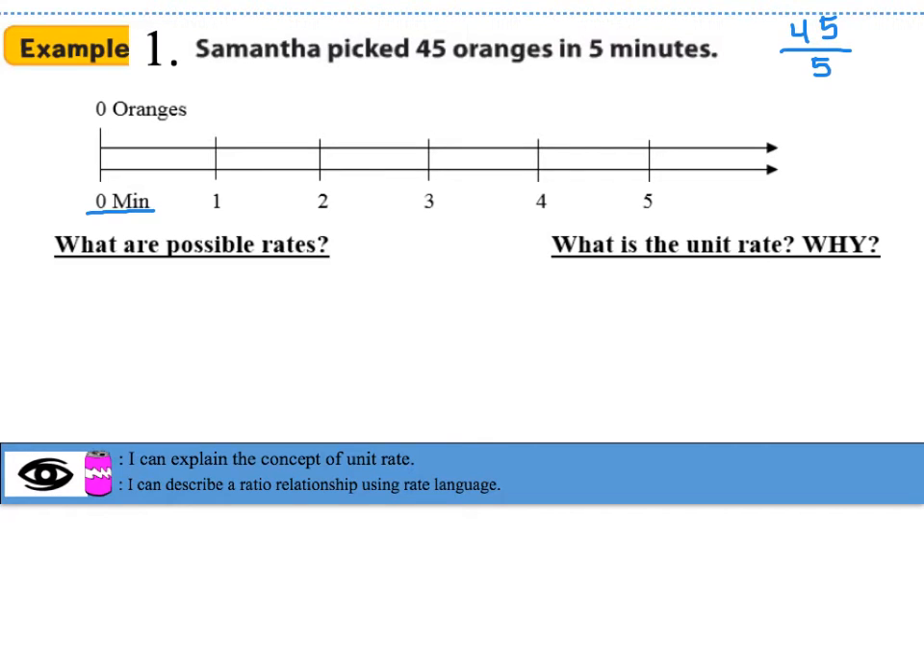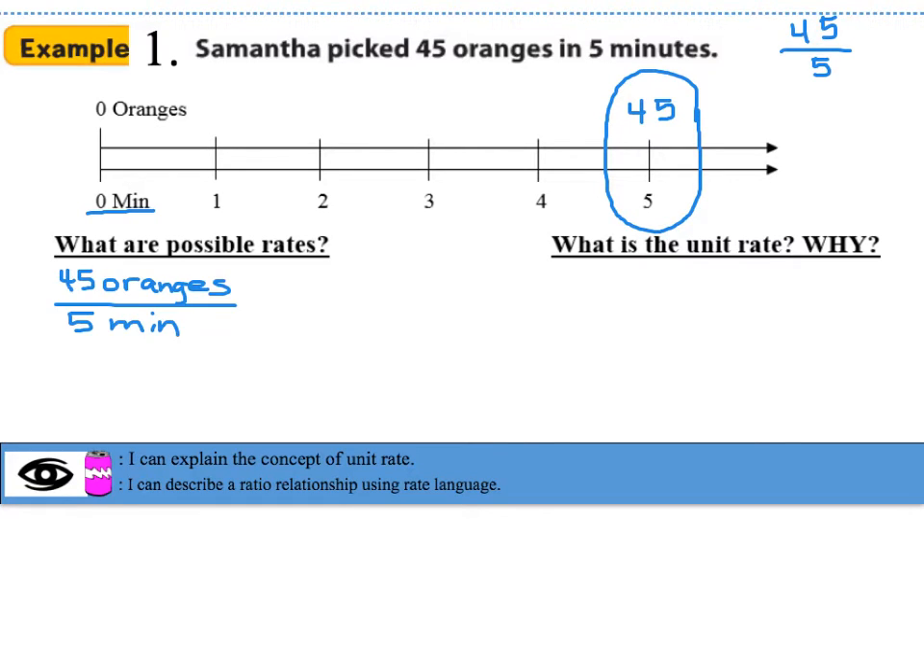Using my double number line, I'm going to place the 45 right above the 5-minute mark. If I look at it, I know that 45 oranges per 5 minutes is 1 rate. So let's figure out the unit rate by making the bottom number into a 1. If I want to make my denominator look like a 1, I would have to reduce by dividing 5 by 5. So 5 divided by 5 will get me the 1 that I need. If I do that to the bottom, I have to make sure I divide the top by 5 as well. So 45 divided by 5 is equal to 9.